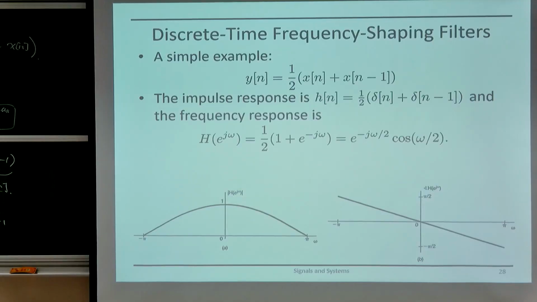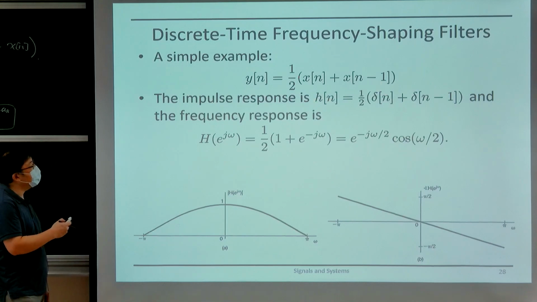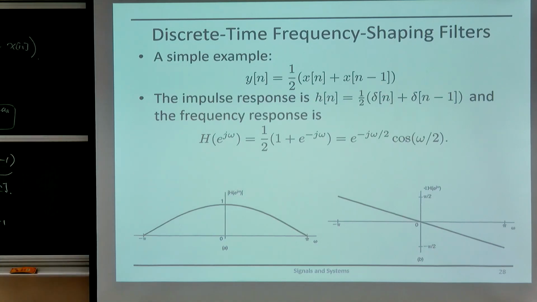So here what we have is a simple averaging filter. Right? Here the output is equal to the average of the most recent two inputs. So we call this a two-point averaging operation. Okay.